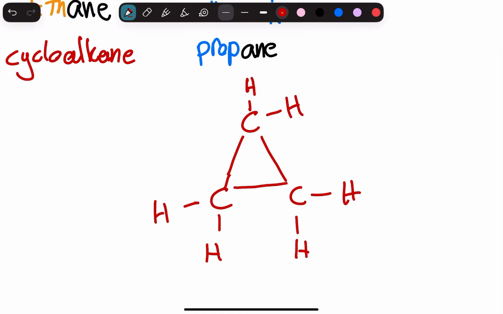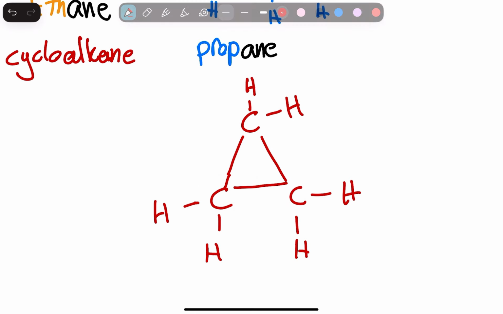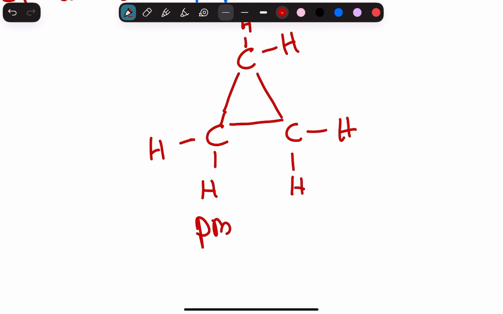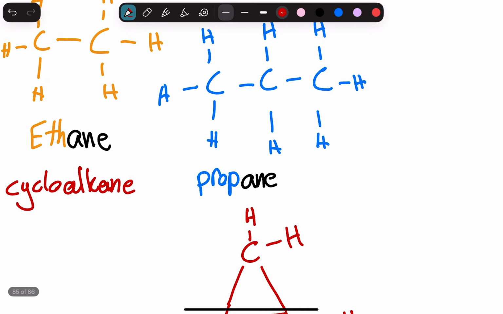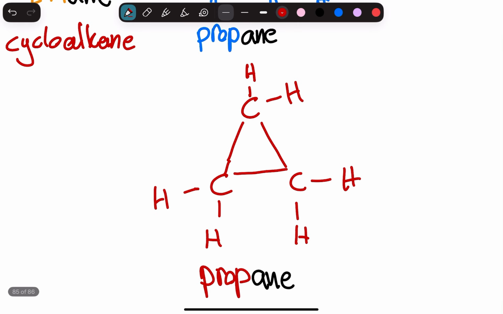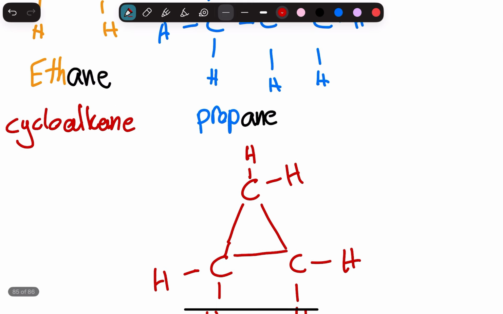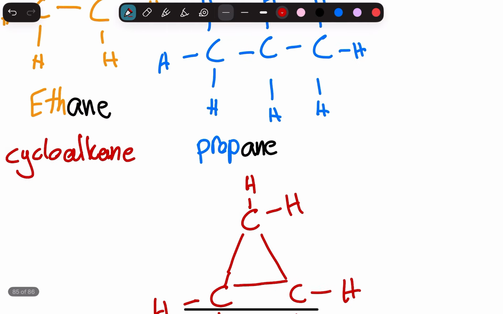So how do we go on with naming that? Pretty similar rules. We count how many carbons we have, so we have 3. We know that's going to be prop, and then it's still an alkane, so it's going to have the ending -ane. But how do we differentiate that one down there from this one up here? We just add the prefix cyclo to the beginning. So this would be cyclopropane, and that one would be propane. That way we know that this one is cyclic and that one is not.